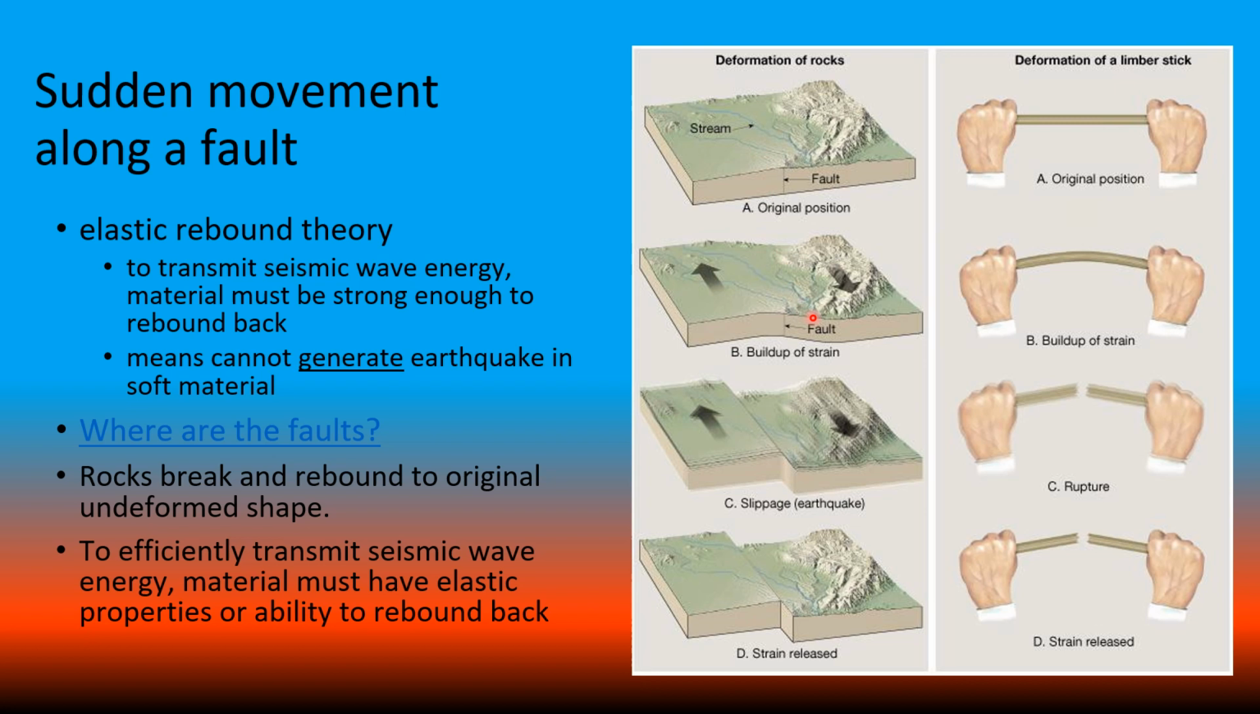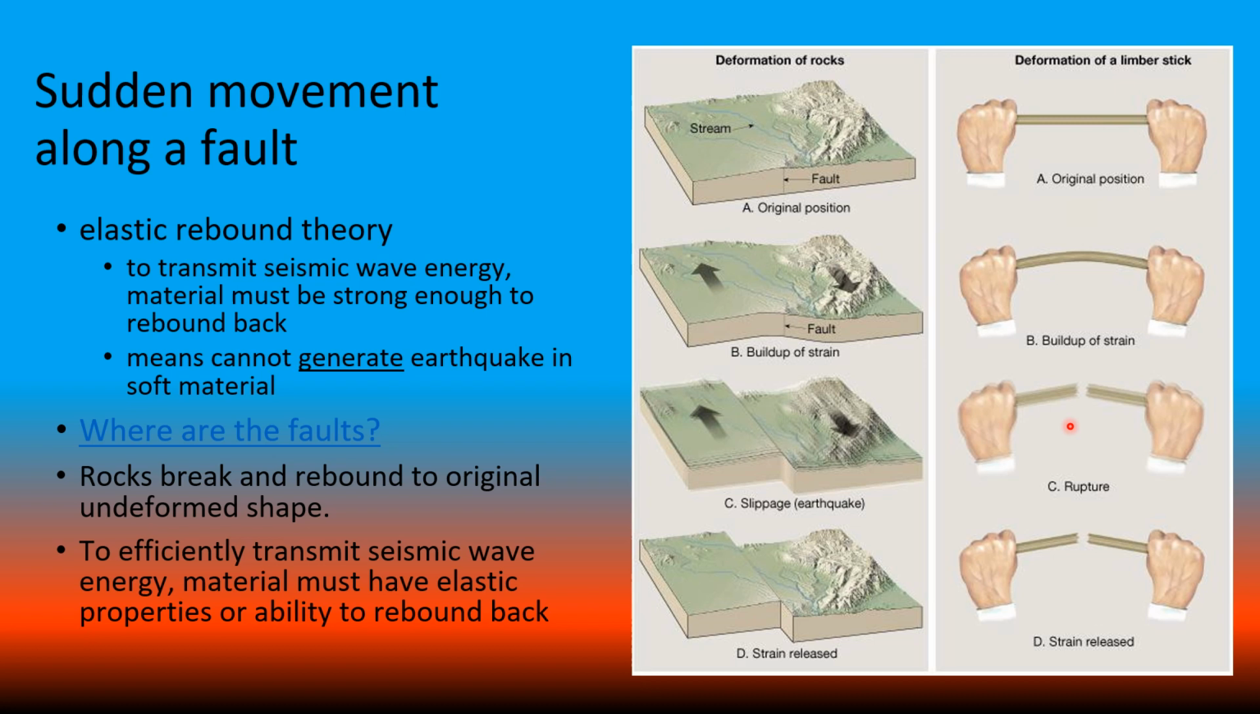As this moves to the north, in this case, along the fault, we're getting a buildup of strain here. And that's the same as if you were slightly bending this stick. Now, if you stopped doing that, this would just rebound back to its original shape. But if you continue to bend it, you start to get slippage along this fault in the case of the ground. And notice the arrows are moving in opposite directions. But in the case of the stick, you get a rupture, right?